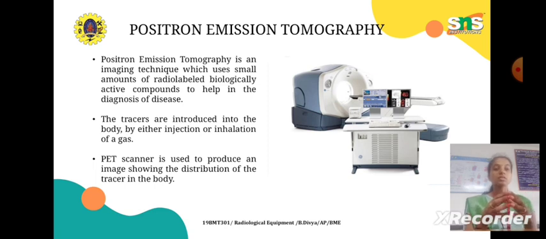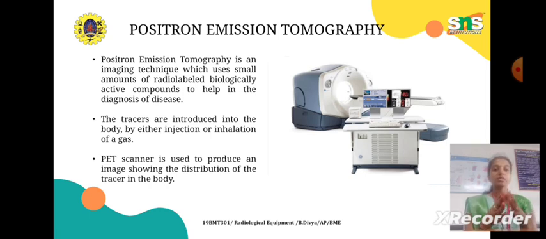The tracers are introduced into the body by either injection or inhalation of a gas. As I told you already, whether by injection, a tablet, or inhaling a gas, it will go and reach the place which has been affected. With the help of the doctor, we are going to identify what has happened in the body by using the positron emission tomography machine.